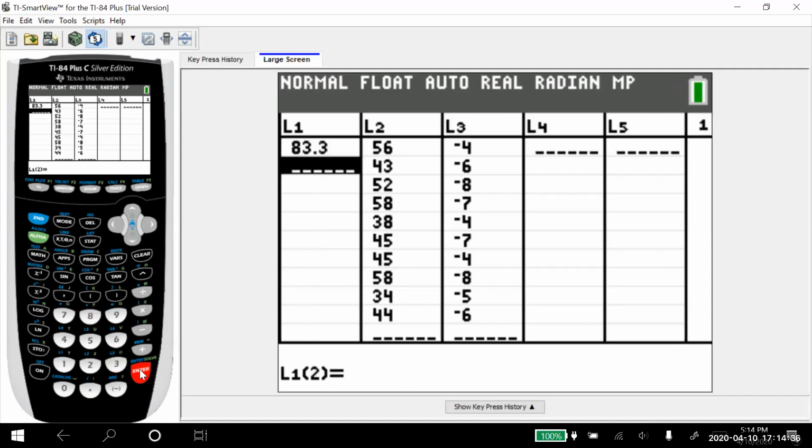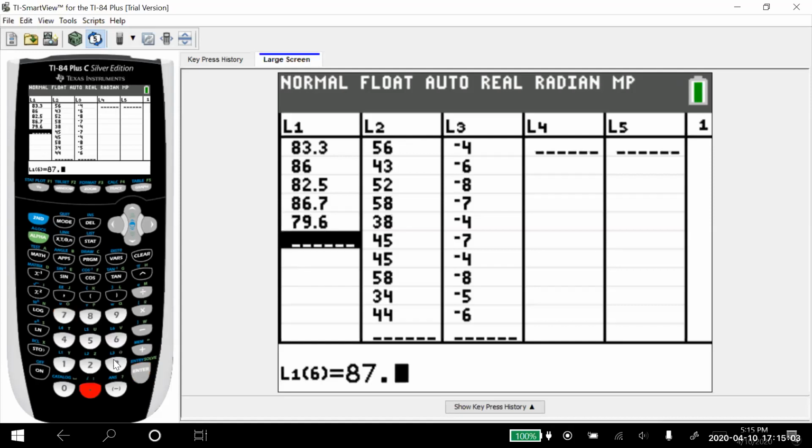83.3, 86.0, we'll just put in 86, 82.5, 86.7, 79.6, 87.3. Okay, that's all I'm putting in for my data for the first weighing, the before.